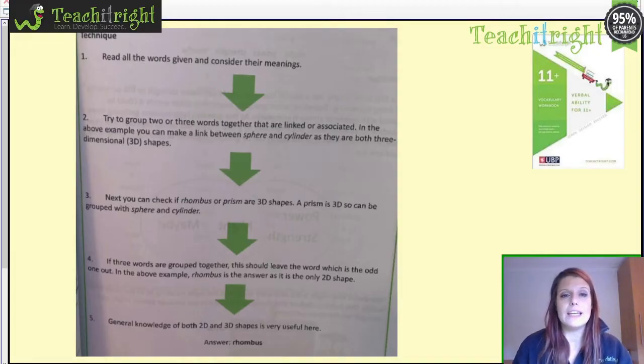Step-by-step technique. First of all, it's really important to read all the words given and consider their meanings. Try to group 2 or 3 words together that are linked or associated. So how are they related to each other? So in the shape example, you could make a link between sphere and cylinder as they are both 3-dimensional shapes.